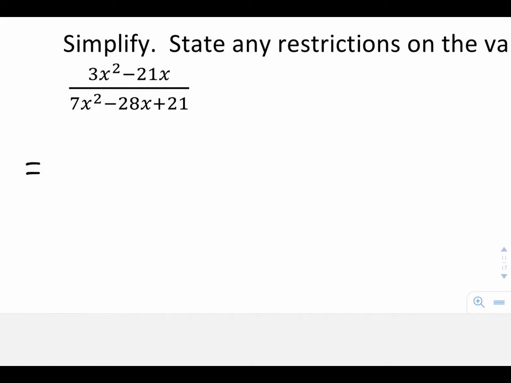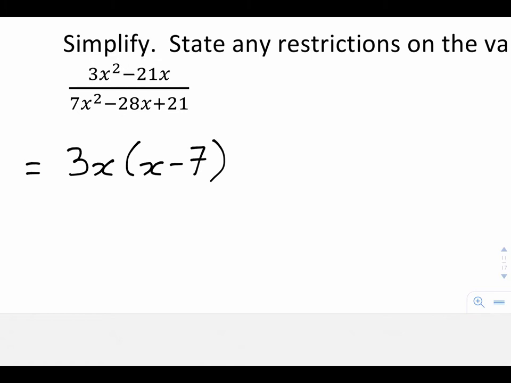3x squared minus 21x, well, they're both divisible by 3x. And when I factor that out, I'm left with x minus 7. Again, all I'm doing is dividing the 3x squared by 3x, the negative 21 by 3x as well.